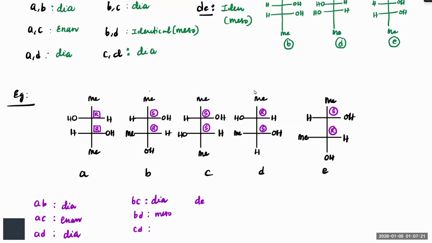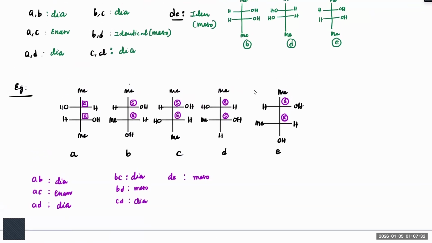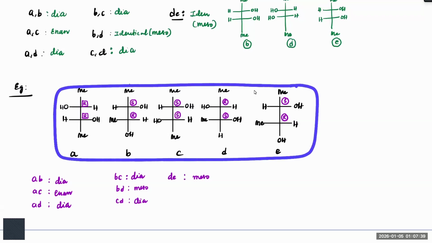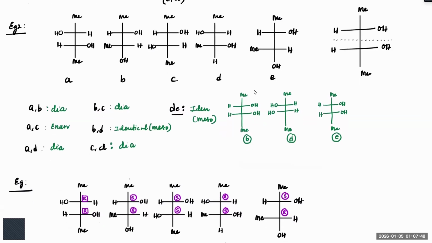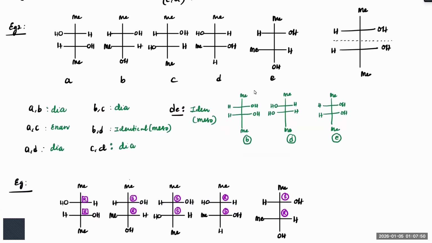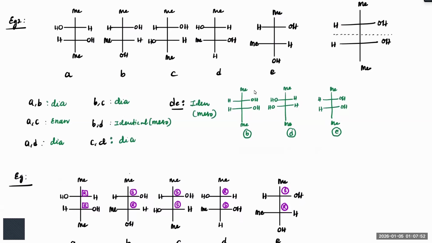Next, C and D again makes it diastereomer. D and D again makes it mesoforms. Done. So you can see all of that is matching what we did earlier. You could either simply check out the configurations and then do it, or the better technique is always try to figure out this way and then compare one by one. Okay. Anyone has a doubt with these cases, please do ask now.